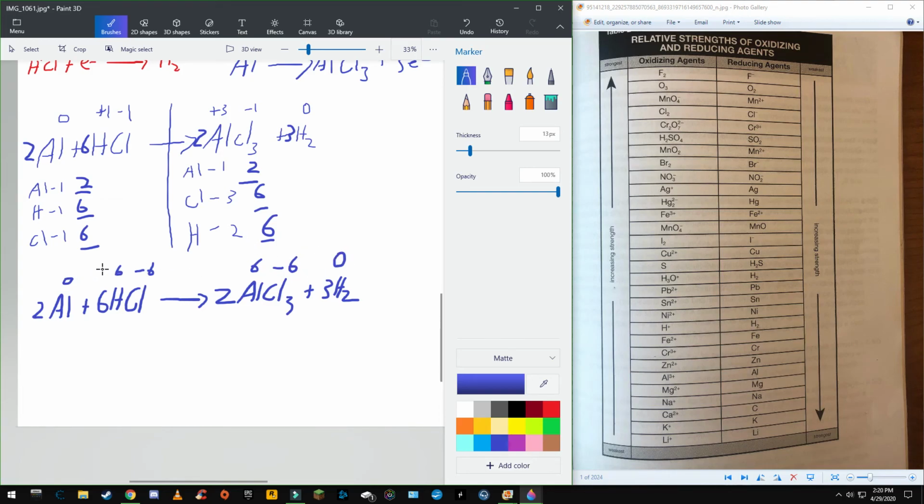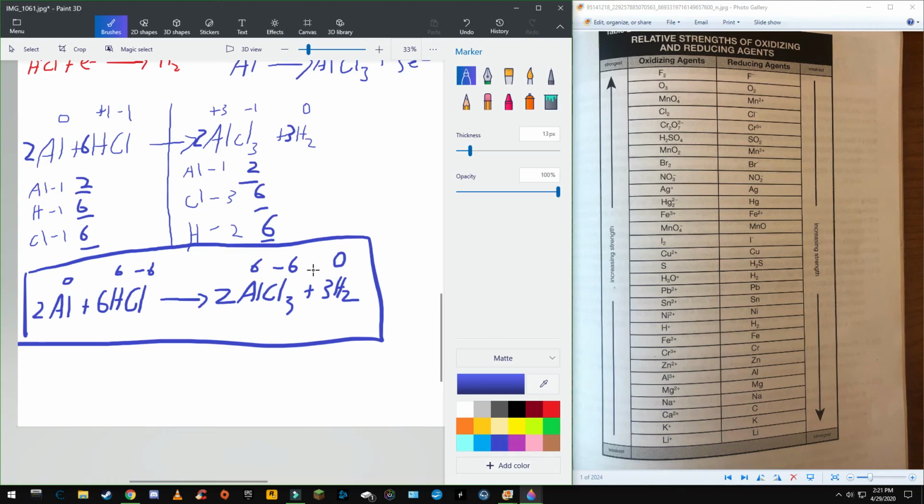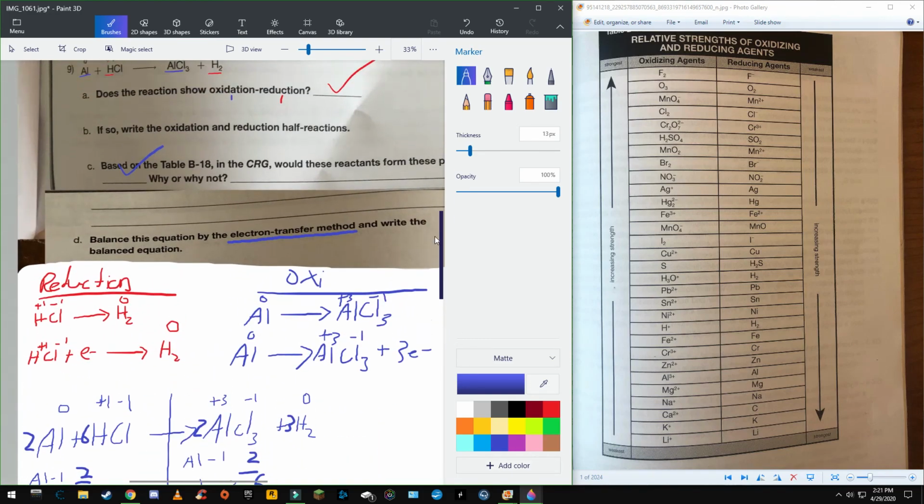The charges up top, this is an important part. This may be what they wanted, which actually I think probably is. It's literally just balancing the equation and then proving the charges are now equal as well. If we look, the charges are equal. Aluminum 0, positive 6, negative 6, that equals 0. 6 minus 6 is 0, plus 0 is 0. So the charges total on each side are 0. So this equation is truly now balanced. So yeah, that's pretty much how you do all these.